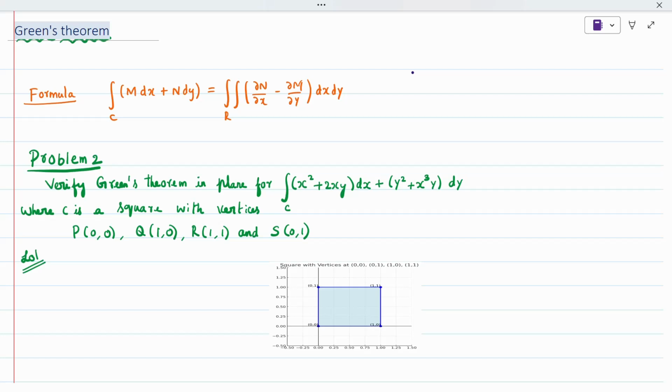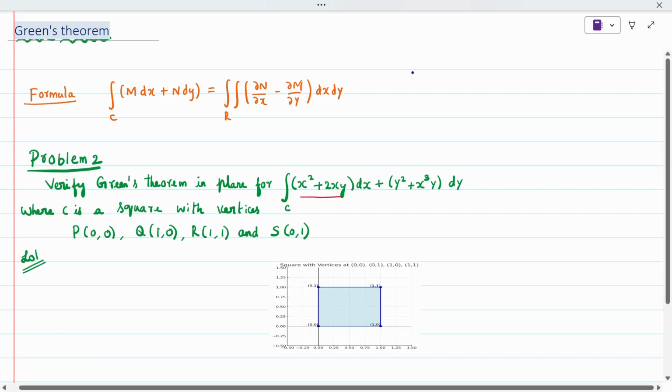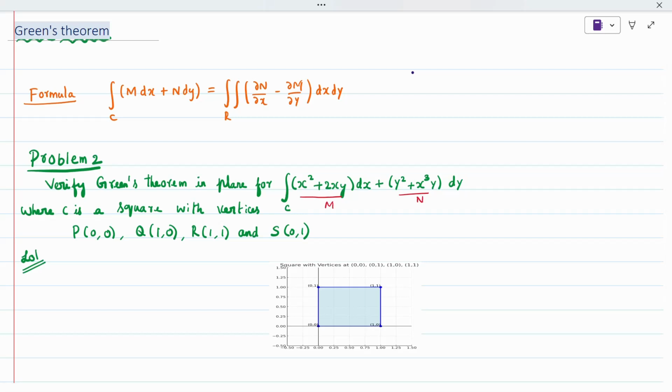In a plane, some equation has been given. You check the equation: the single integral of M dx plus N dy is given in the question. This is M, this is N. We have to take them separately and write them. C is a square with vertices P at (0, 0), Q at (1, 0), R at (1, 1) and S at (0, 1). So it is plotted here, (0, 0) is the origin.